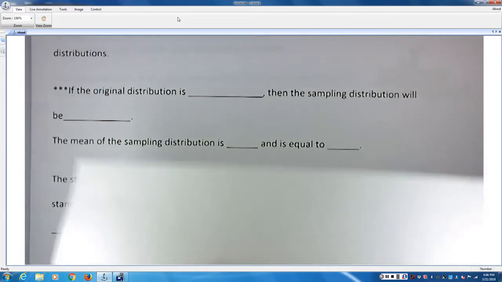What was the word after me? After the first one, the standard deviation of the x bar distribution: standard error.